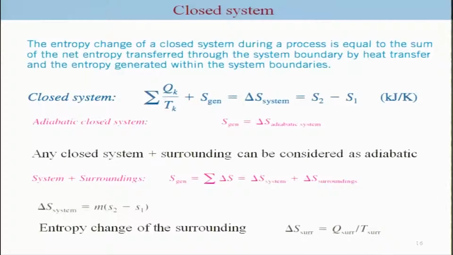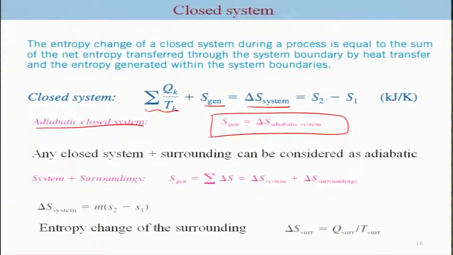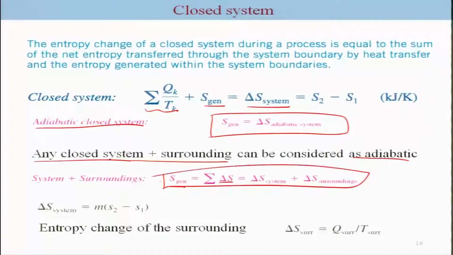For a closed system, we can write S in minus S out simply as due to the heat transfer. There is no entropy transfer due to mass, and this can be written as the summation of Q k by T k plus S generation is equal to delta S system. For an adiabatic closed system, when the heat supply is also 0, S generation is nothing but delta S of the system. Any closed system plus surrounding can be considered adiabatic. In other words, S generation is basically the summation of delta S system plus surrounding. If we consider system plus surrounding as a combined system, which can be considered adiabatic, then this expression holds. And delta S surrounding would be nothing but Q surrounding divided by T surrounding.